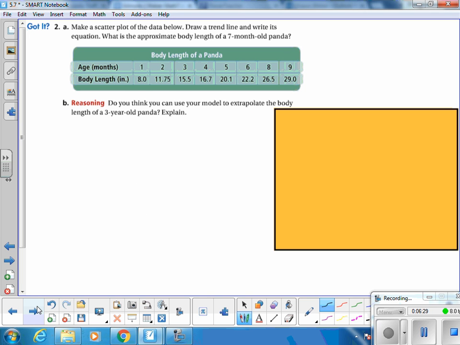Why don't you give it a try? I'm going to make a scatter plot of this information, considering the coordinates. So I'll grab some graph paper. I want you to draw a trend line, and then go ahead and write its equation. So a couple things: scatter plot, draw a trend line, and you're going to write an equation. And then you're going to go ahead and use this information to solve this question. So press pause.